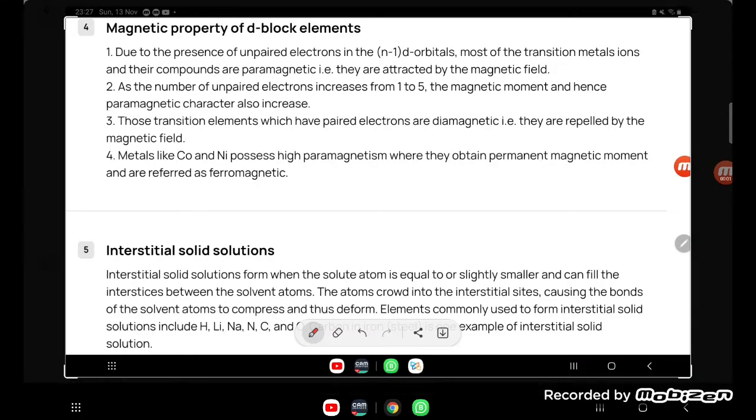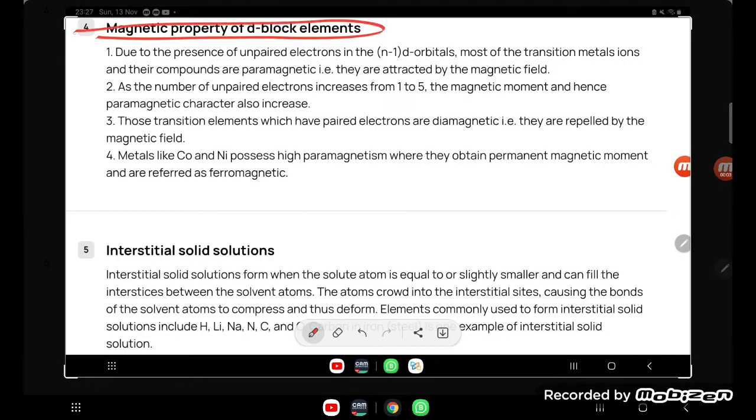Hello students, let's try to understand magnetic properties of d block elements.